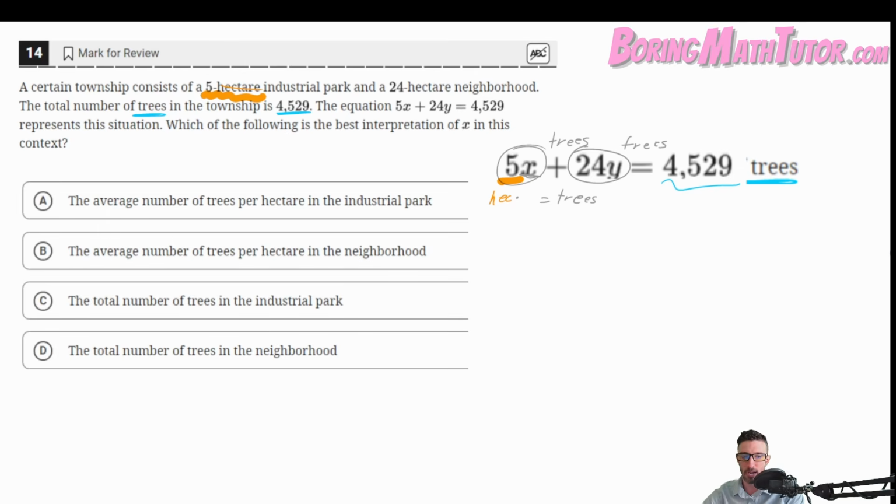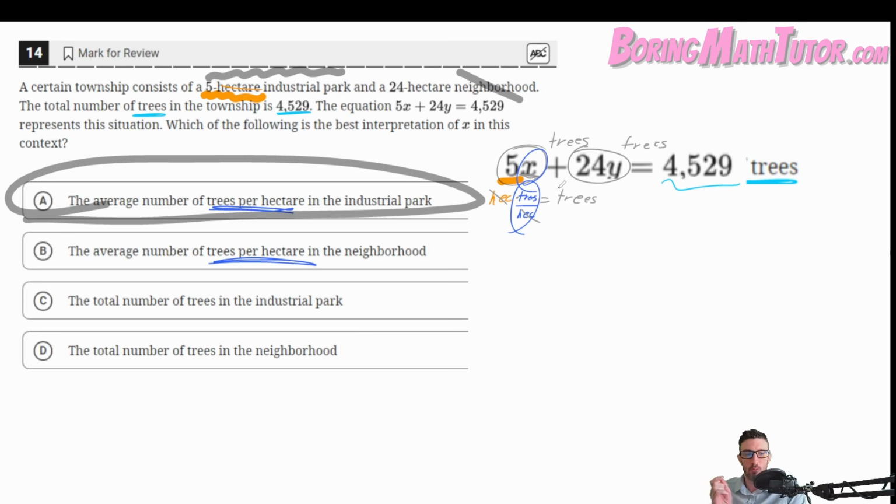Well, how is that going to go down? Here's the answer. You're going to need to have trees per hectare, so that way the hectare part cancels out. So that must mean, just with a little bit of analyzing the units, that we're looking for trees per hectare in our answer. So trees per hectare, but is it for the industrial park or for the neighborhood? Well, just a little bit of reading will tell you that the 5 was for the industrial park, not the neighborhood. So we are done with this.